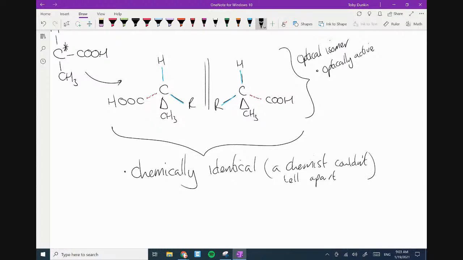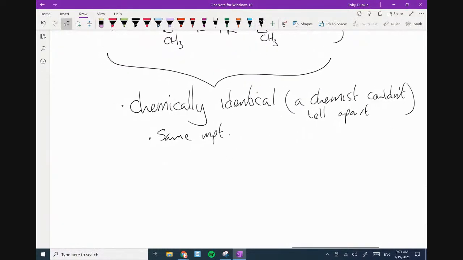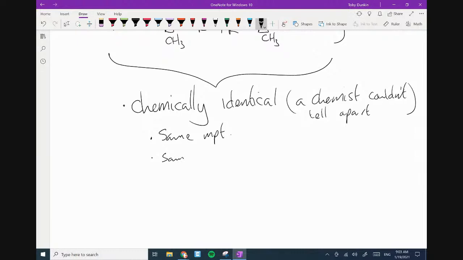So melting point, the same. Same melting point, so I can't do a melting point test. Same solubility, so I can't check with solubility. Same reactivity, so I can't tell them apart in a reaction. Same pH.